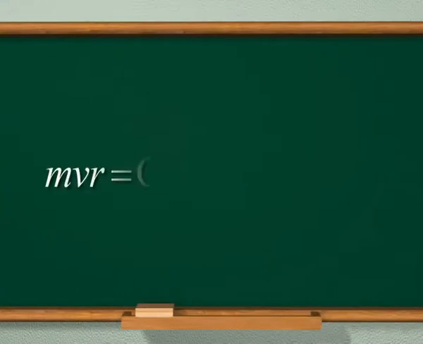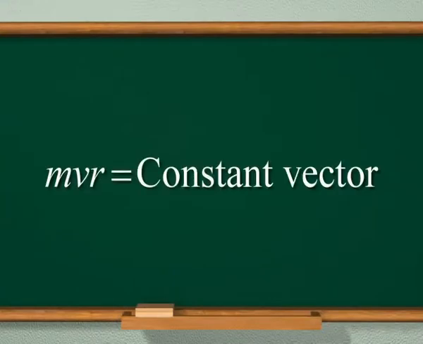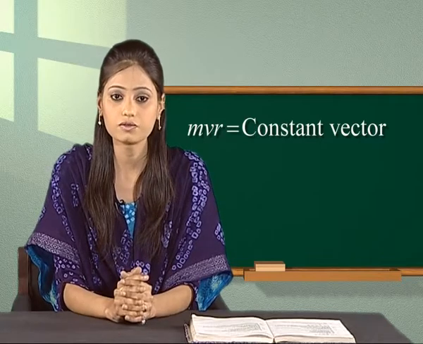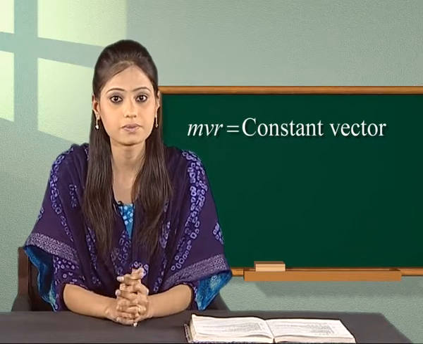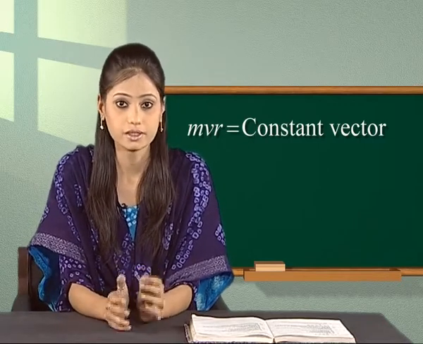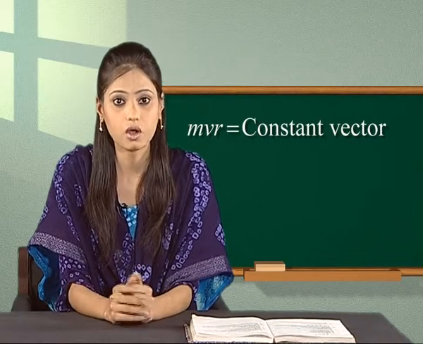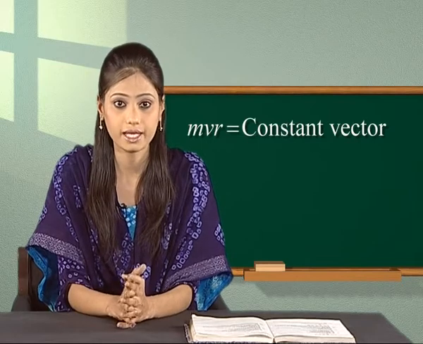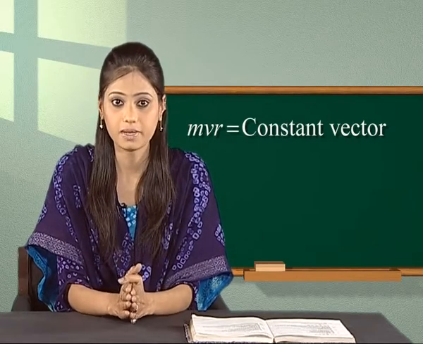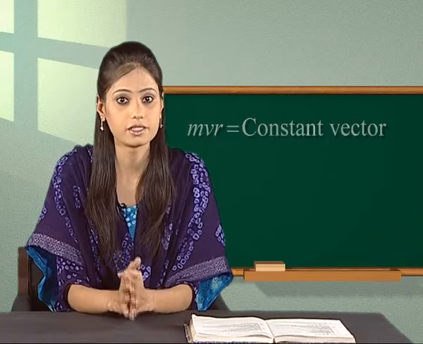As we know, if the torque on the planet due to the sun is zero, then the angular momentum of the planet is constant, that is, mvr is equal to a constant vector. Now, the distance of the planet from the sun continuously varies along its elliptical path. Therefore, this equation can hold good only if the speed of the planet also varies accordingly. Hence, the linear speed of the planet is not constant in its orbit.